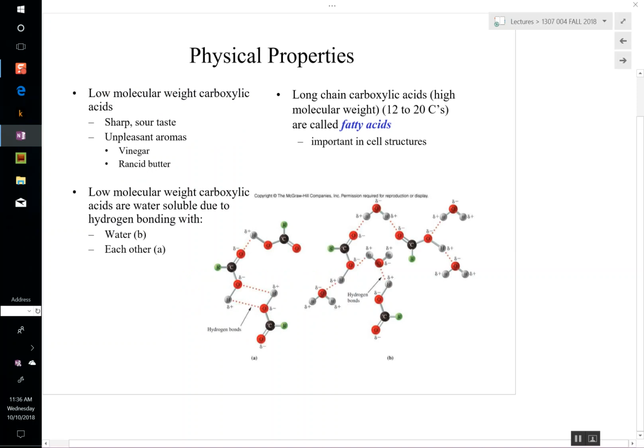Physical properties, like I've just been saying: somewhat polar, as a matter of fact, more polar than anything else we've seen so far. This is about as polar as it gets. Sharp, sour taste like vinegar. You can tell when you eat a pickle and you all pucker up because of the vinegar that's in it. It's got a sharp taste to it.